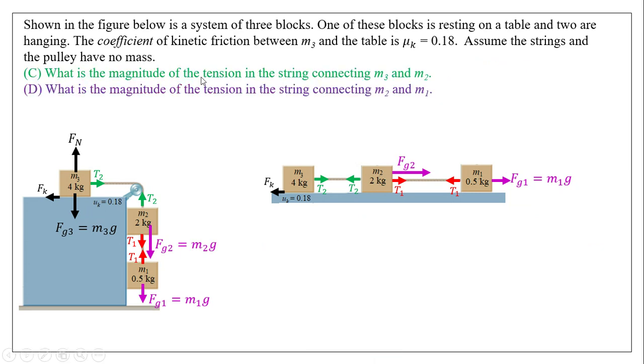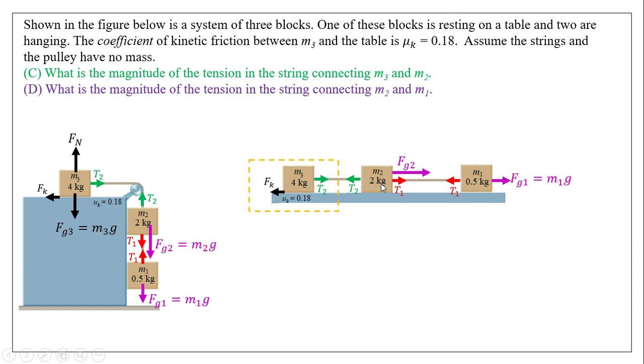To do C and D, C asks you to find the magnitude of the tension between M3 and M2. So here's M3, here's M2, here's T2, and here's also T2. You have options here. You can either look at M3 to find T2, or you can look at M2 to find T2. I want to choose the easier route. I want to choose M3 because there's only two forces acting on it. There's T2, which is going to cause M3 to accelerate to the right, but there's F of K acting against the block, and this block is on the table, so there is kinetic frictional force there.